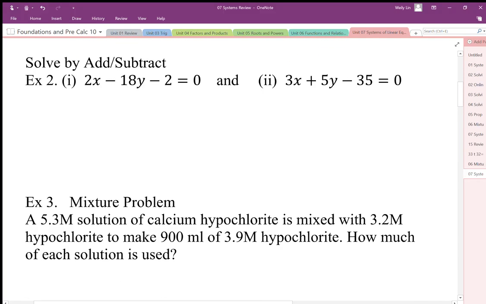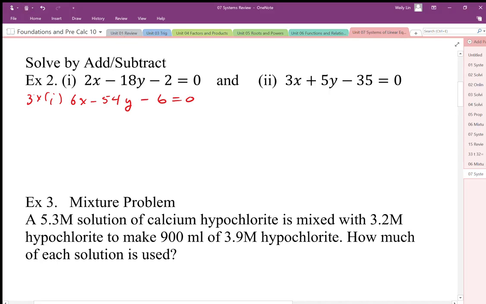So for addition subtraction, we want to try to equate the coefficients, and we can eliminate one of the variables by addition or subtraction. So I'm going to take equation 1. And I'm going to make the x variables the same. So we're going to eliminate the x variable. So I'm going to take equation 1 and multiply that by 3. So I end up with 6x minus 54y minus 6 equals 0. Make sure that we're multiplying every term in that expression.